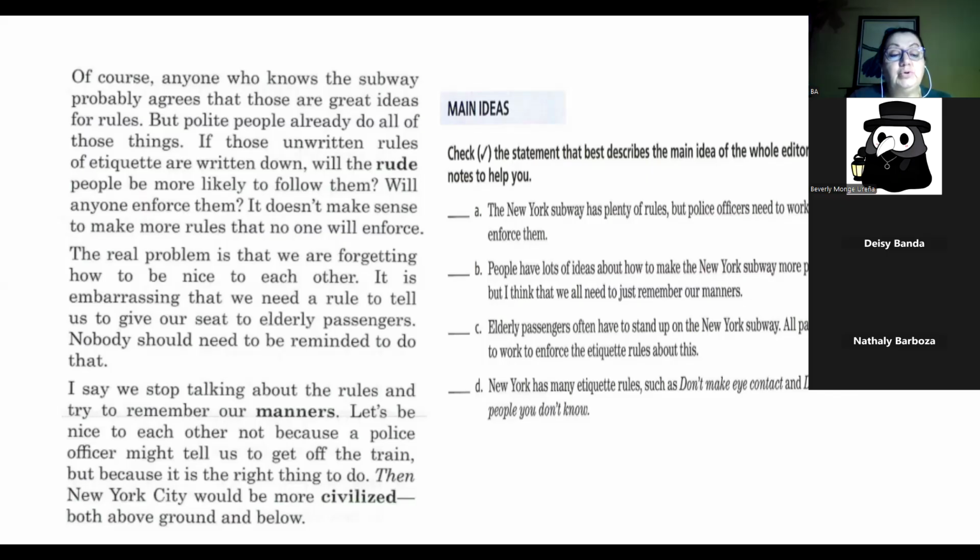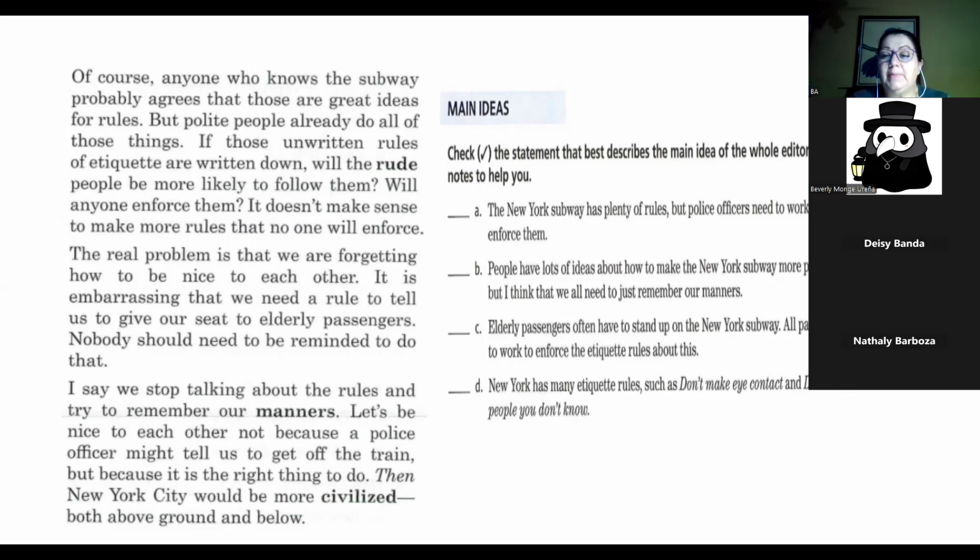I say we stop talking about the rules and try to remember our manners. Let's be nice to each other, not because a police officer might tell us to get off the train, but because it is the right thing to do. Then New York City would be more civilized, both above ground and below.